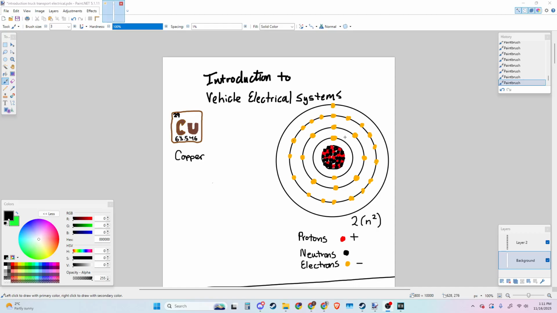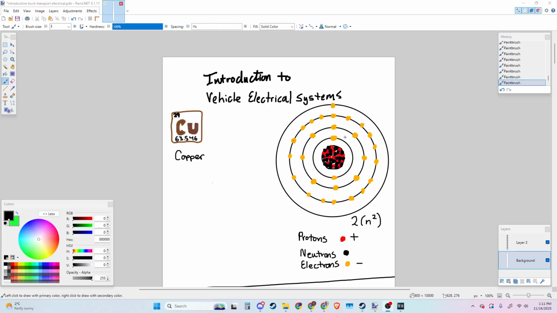If we have an equal amount of electrons for an equal amount of protons, it's a neutral balance. If we have more electrons than protons, then it's negatively charged and it's called an anion. If it has fewer electrons than protons, it's called a cation and is positively charged.